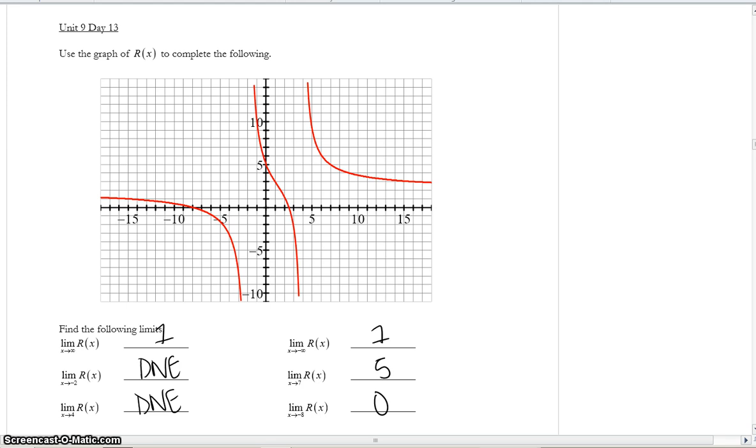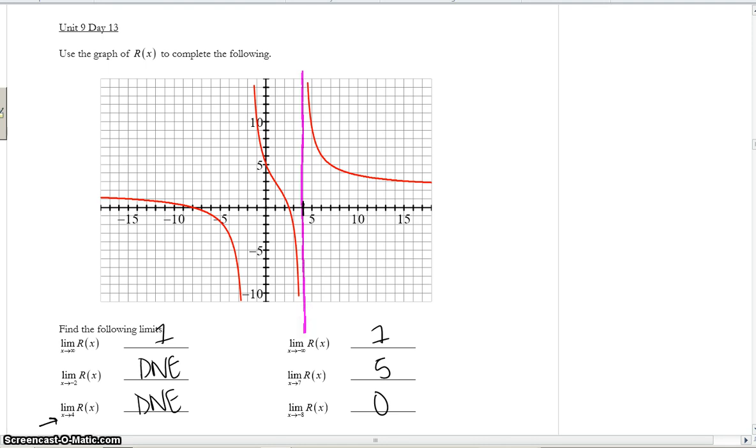Okay, so you should have gotten these 6 answers as your limit. Let's just check one of them. So let's look at this one. If we're looking at as x approaches 4, so here's 4 right here, right? Remember, we want to draw a line at 4.